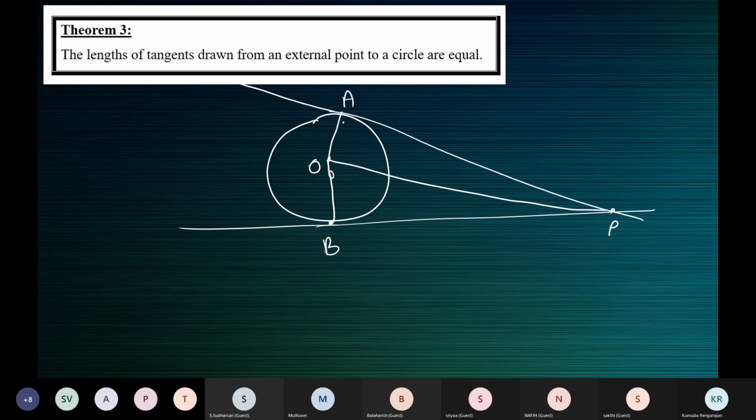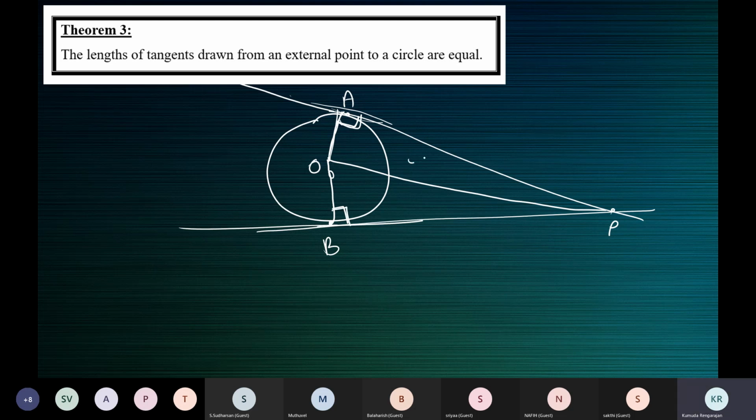Now, OA is perpendicular to this tangent. OB is perpendicular to this tangent. Because OA is a radius, and this is the tangent through the point of contact A. So the radius and the tangent at the point of contact are perpendicular to each other. So this is 90, this is also 90.